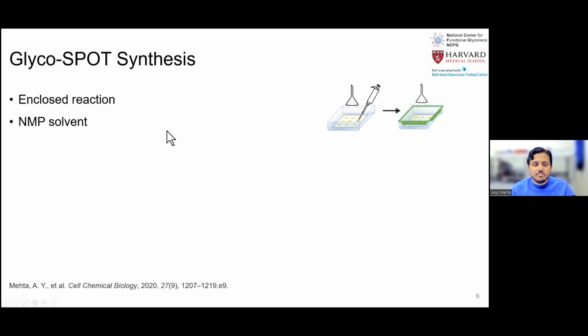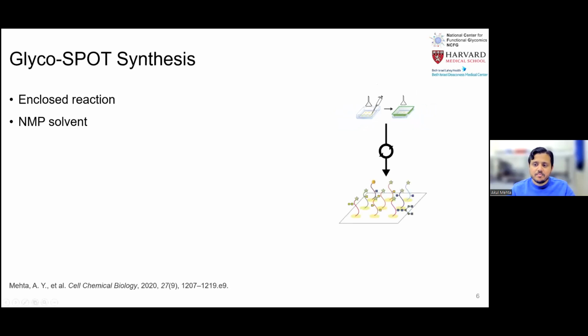We also used NMP solvent. So usually the classic methods of spot synthesis discuss DMF as the solvent, but we used NMP for these reactions because that has a high boiling point and it also has fewer side reactions with moisture. So we repeated this and we would generate glycopeptides on the surface.